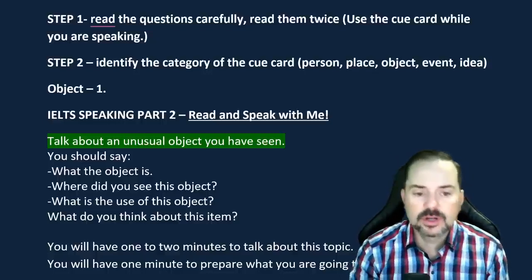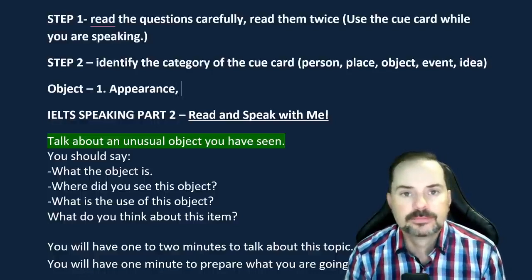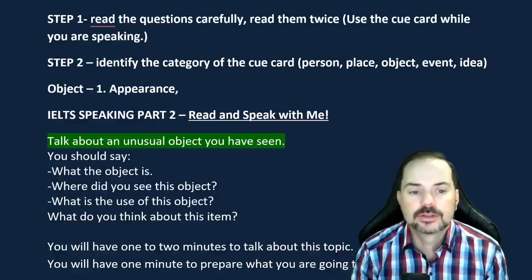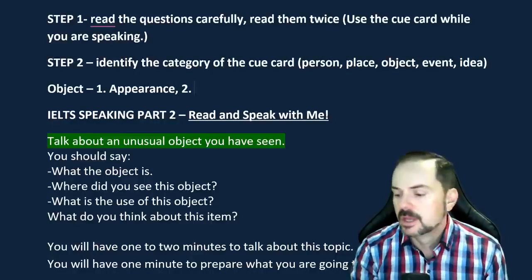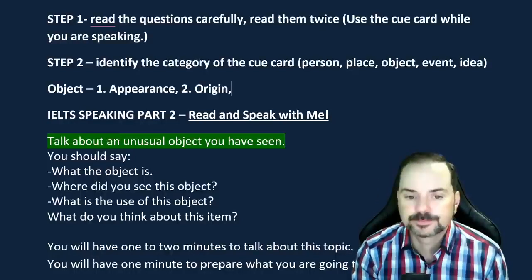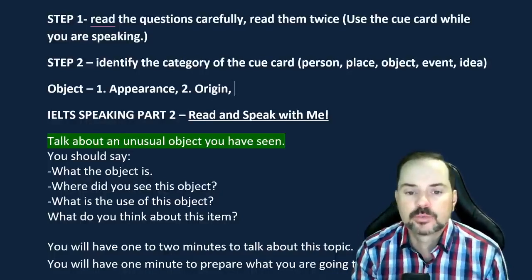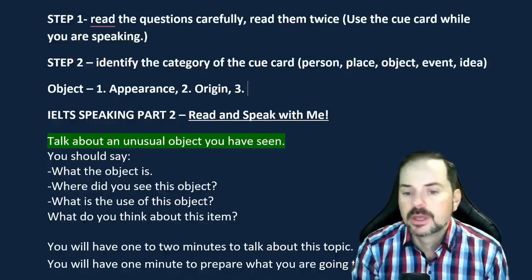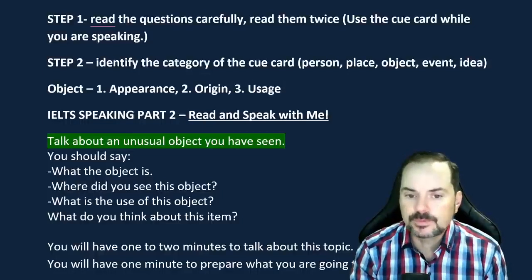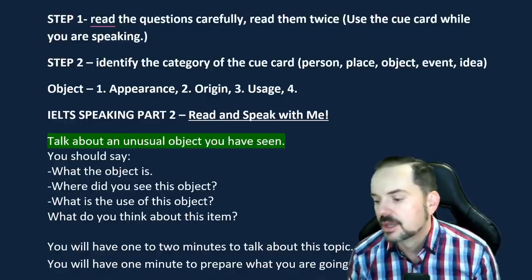So Amra says, let's talk about its appearance. Yeah, what does it look like, right? So what does this object look like? Keep it simple. And Amra says the second one is the origin. Yeah, so where do you get it? Where can you find this object? Where does it come from, right? Number 3 is its function or usage. Okay, how do you use it? What do you do with this object, especially if you're talking about an unusual object, right?